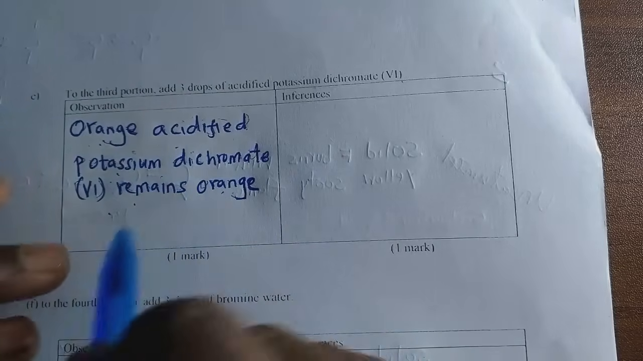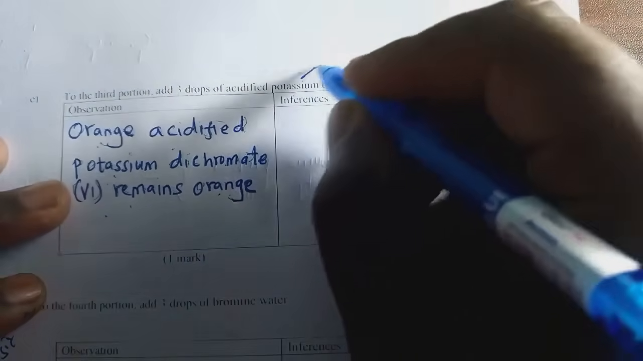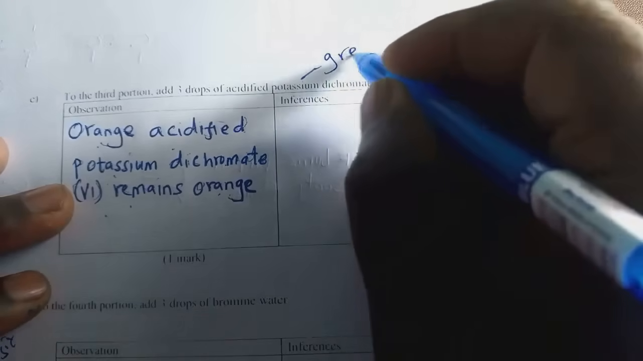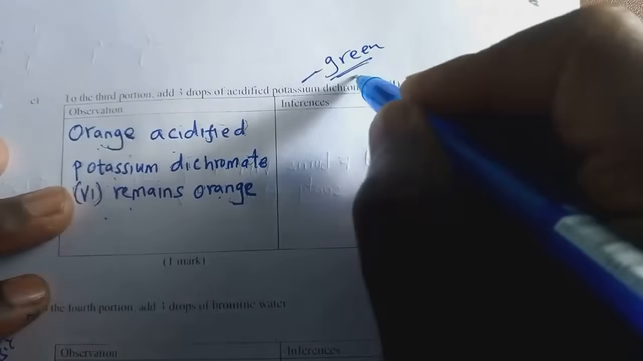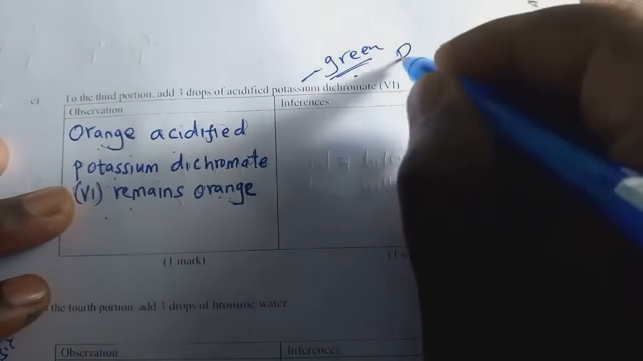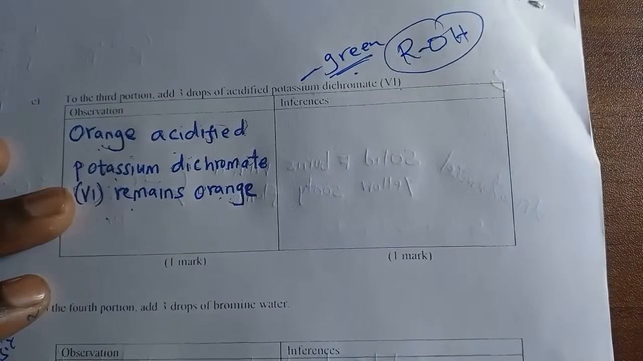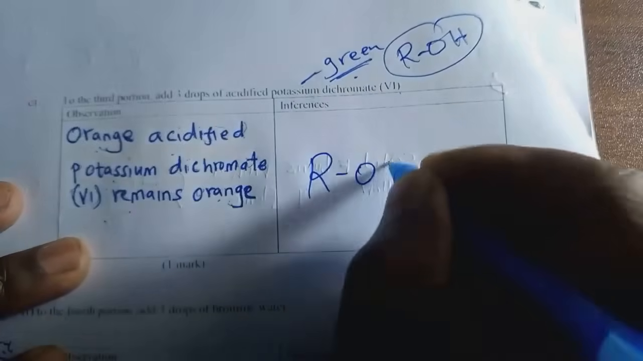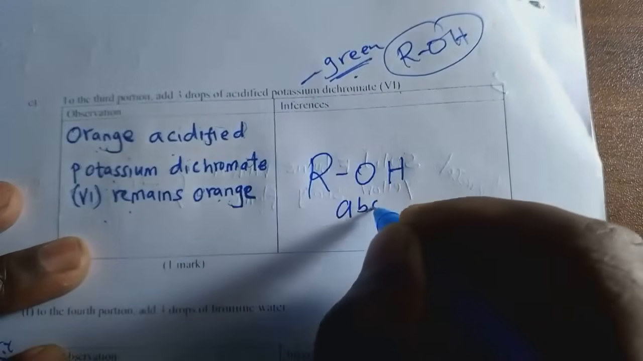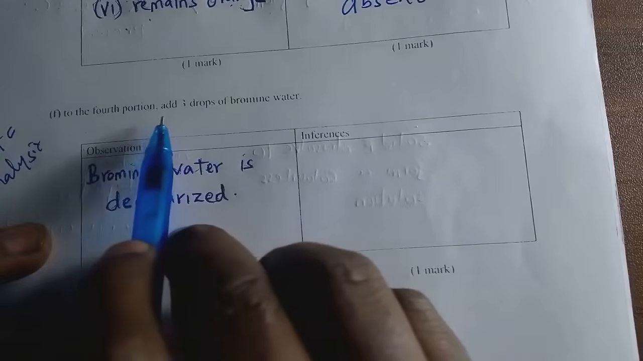So if that is the case, this one is usually expected to change to green. After being warmed, it is expected to change to green, indicating the presence of ROH. Only it is used to test for an alcohol. But now it did not change. It means the ROH is absent. To the fourth portion, add 3 drops of bromine water.